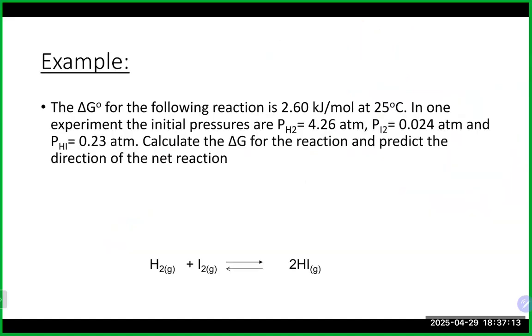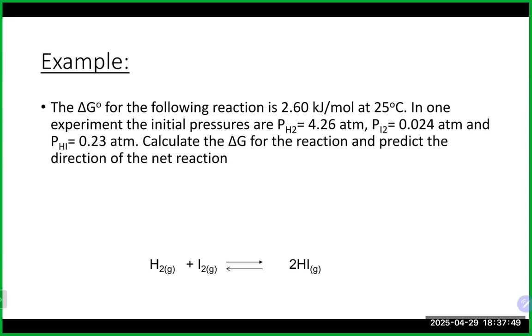All right, dare I say one last one to finish it up. Delta G naught for the following reaction is 2.6 kilojoules per mole. In one experiment, only one experiment, the initial pressure of the H2 was 4.26 atmospheres, of the I2 was 0.024 atmospheres, and the HI was 0.23 atmospheres. What is the delta G for this reaction, and which way will this reaction head? Reactants, products? No way, just take a vacation.